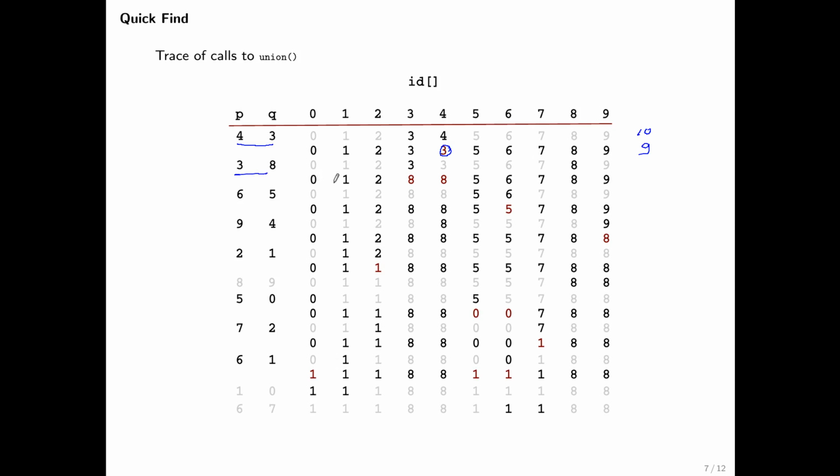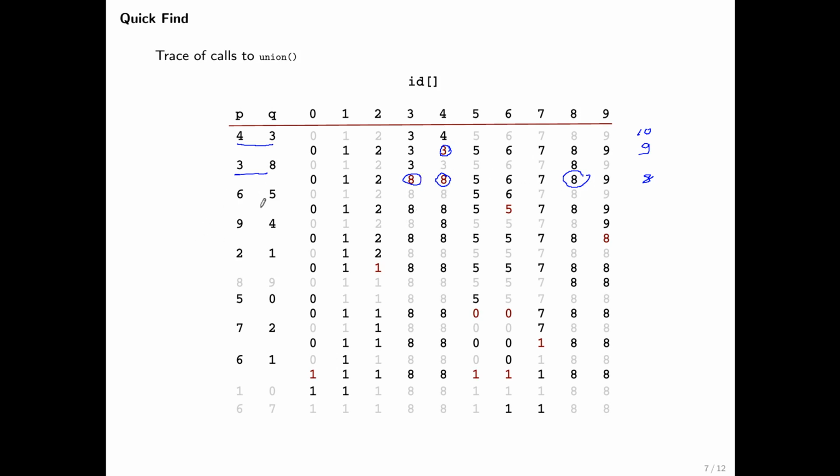Well, it simply scans through the array, and wherever it sees this value 3, it replaces it with this value 8. So there was a 3 here which got replaced. There was a 3 here which got replaced. All right? And the number of components has now gone down to 8. And now notice there are 3 sites that are part of a single component that has the identifier 8. So the site IDs 3, 4, and 8 belong to a single component whose identifier is 8.